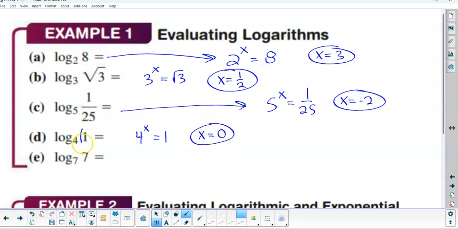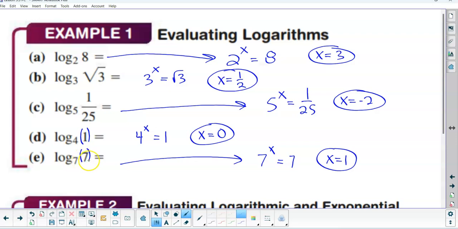Here's a little tip for you guys. Anytime you've got a 1 like this inside of a log, no matter what the base is, whether the base is 4 or 5 or 6 or whatever, your answer is always going to be 0. And then part E, we have the log of 7 base 7. So this means that we have 7 raised to some power equaling 7. And so obviously that answer is 1. Another pro tip. Anytime this number that's inside the log is the same as the base of the log right there, your answer is always going to be 1.